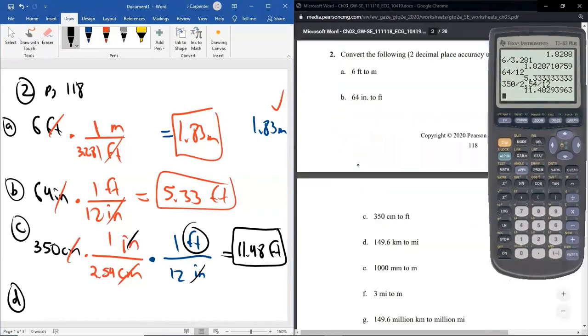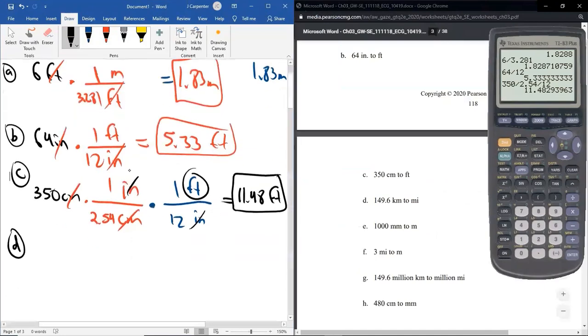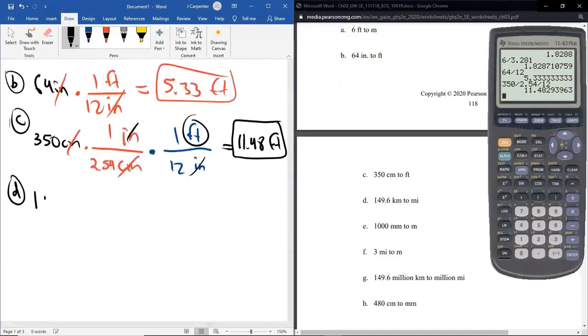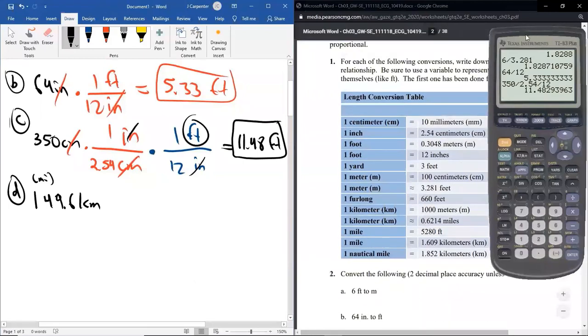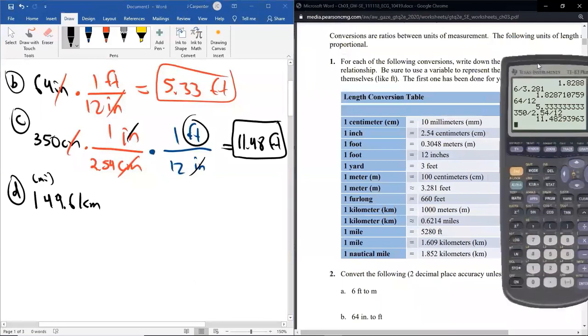Scrolling, scrolling, scrolling. 149.6 kilometers, and we want to convert this to miles. I just want to put MI above this so I don't have to keep thinking about that and memorizing it off the top of my head. 149 kilometers, and we're converting these to miles. So again, there is no direct miles to kilometers up here, is there, right? Question mark, maybe I'm misleading you.